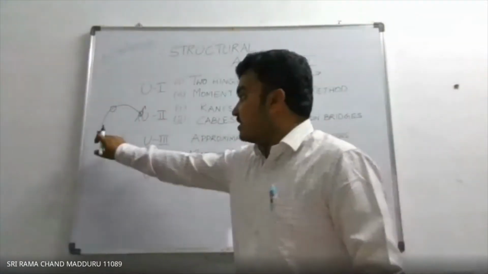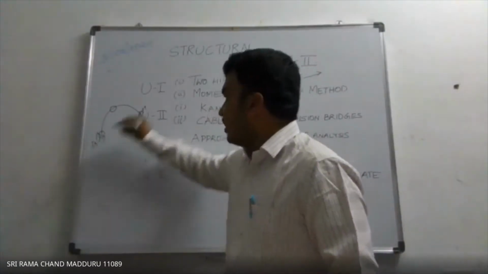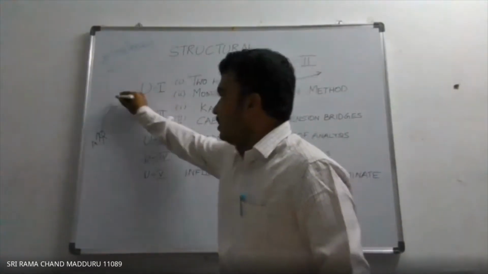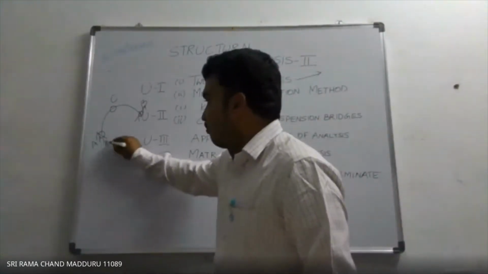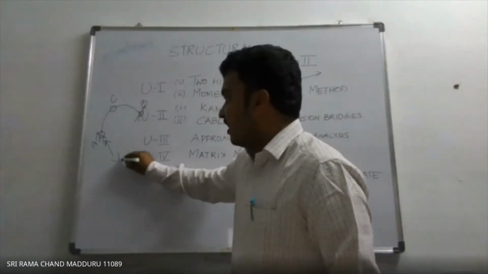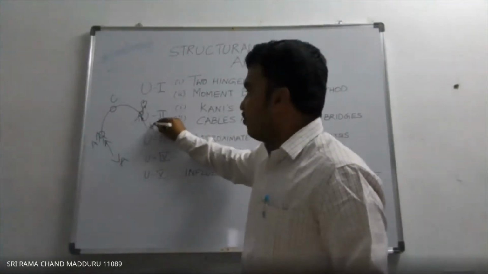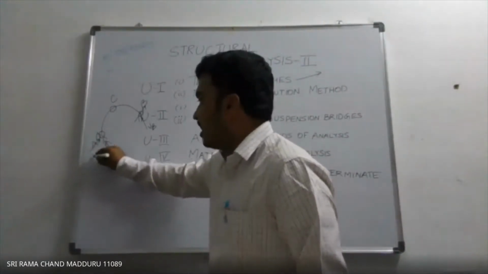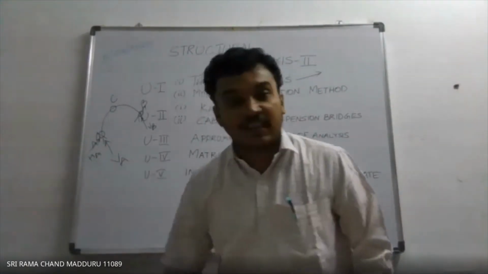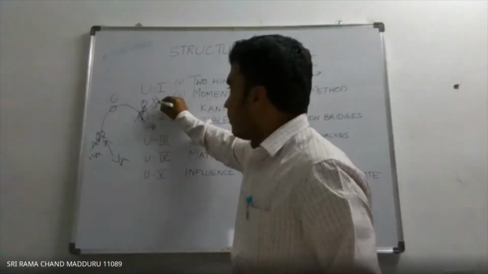So when the three hinges are provided, now you can see how many unknown reactions are there. This is A, this is B, this is C. So these reactions will be there. We have written this is VA. And here this is VB, vertical forces. And here horizontal reactions are there. HA, we call them as horizontal thrust. And here HB will be there.